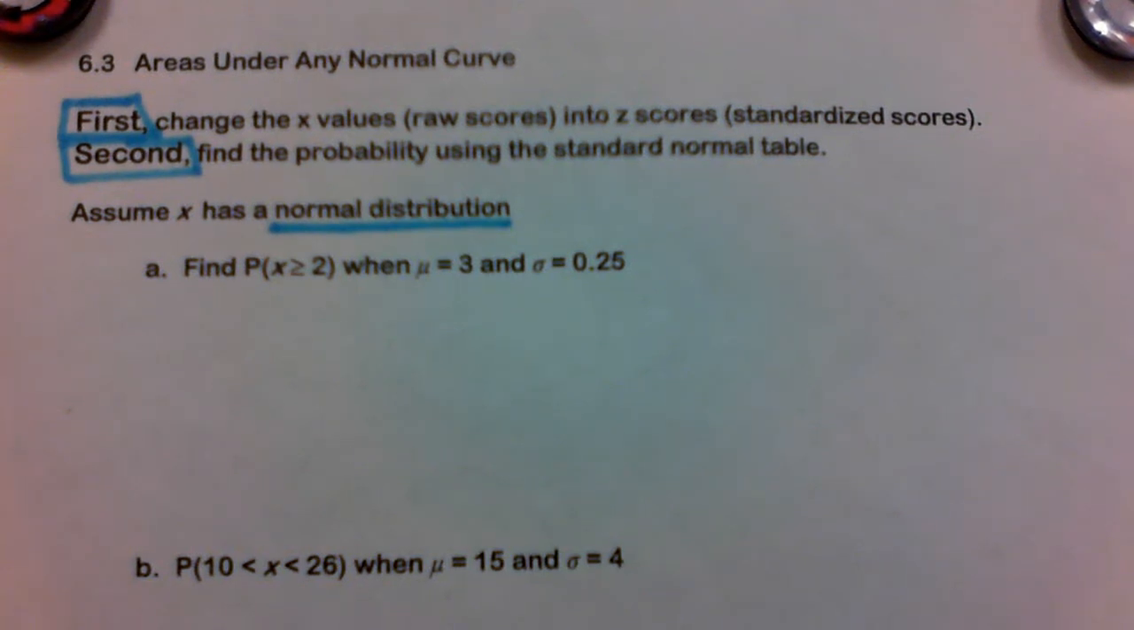Chapter 6.3. We are going to be continuing with normal distribution, so we will still be using the Z table that we talked about in the last section. So be sure that you have that available to you.